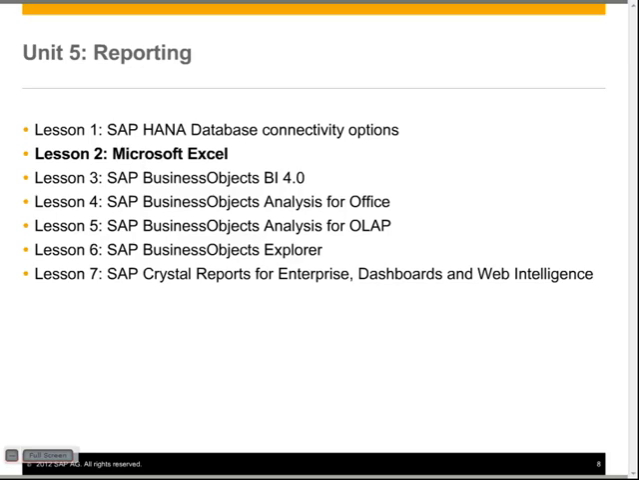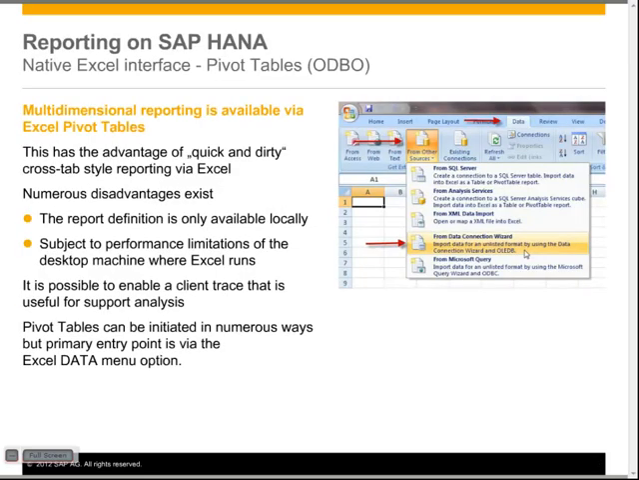If we start with Microsoft Excel, probably the most basic way of creating a HANA report could be done with Excel itself. You can actually create multi-dimensional reports, and it's good in the sense that it gives us an opportunity to do quick and dirty reports that can still be in a cross-tab style. It could be good for a developer to perhaps do some investigations on the models that are created. It could be useful for some very simple reports, although it does have some disadvantages.